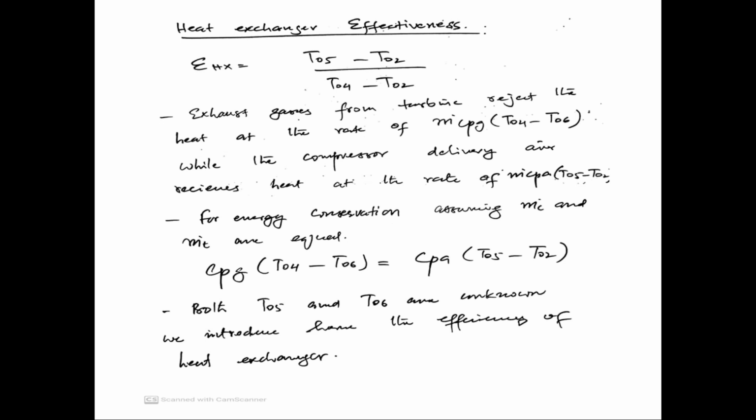Now we are going to take into account the effectiveness of the heat exchanger. As you have seen from the diagram, the effectiveness of the heat exchanger can be defined as the actual heat transfer by the maximum possible heat transfer. So this can be expressed in terms of T05 minus T02 divided by T04 minus T02. The exhaust gases from the turbine reject the heat at the rate of m dot cpg, where this g is going to represent the gases.